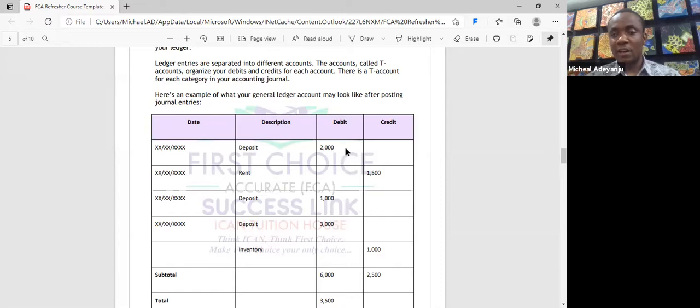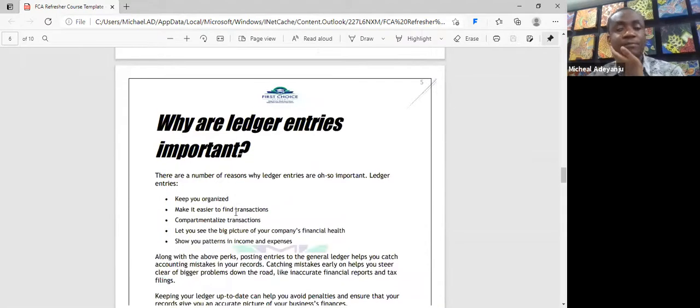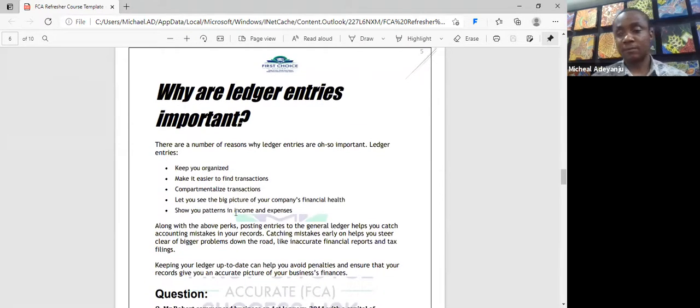We have deposits, we have 2,000, we have rent 1,500, we have deposit 1,000, deposit 3,000, inventory 1,000. Subtotal, if you have all this together, you have 6,000, you have 2,500. Now, the subtotal rule gives you details about the subtotal for your debits and your credits, because this is a checking asset account. Deduct the credit from your debit to get your total balances.